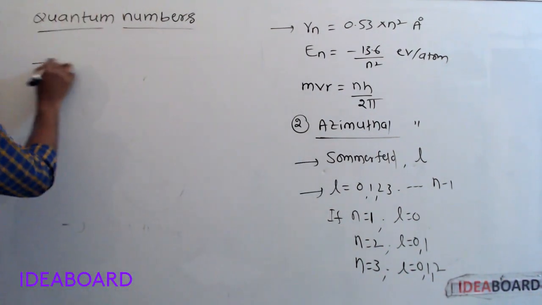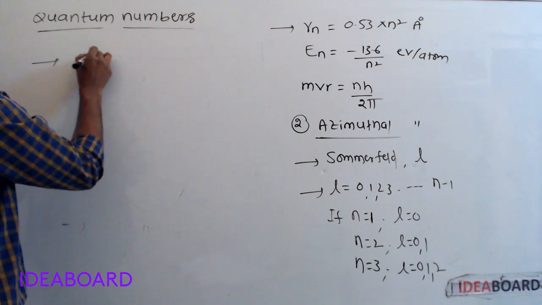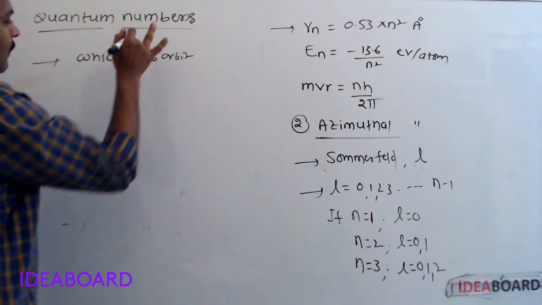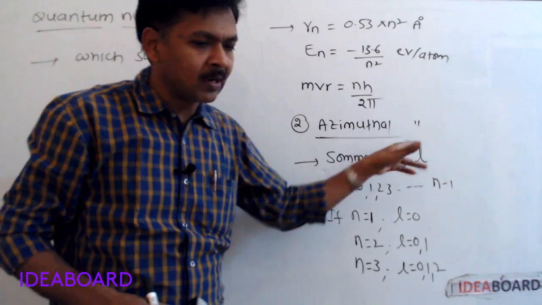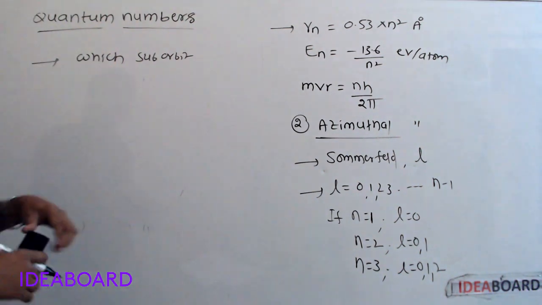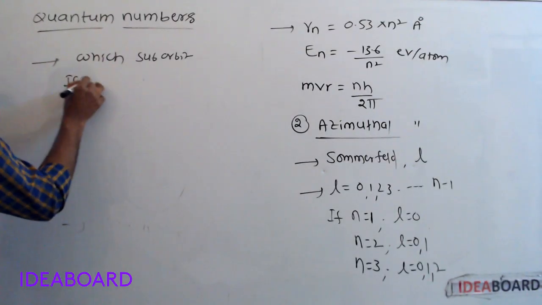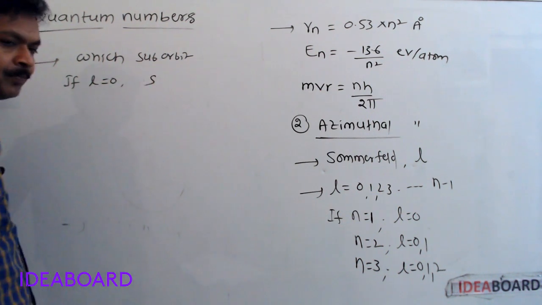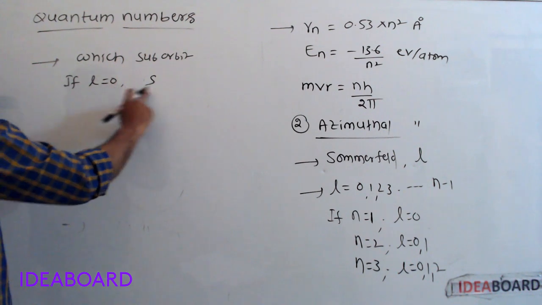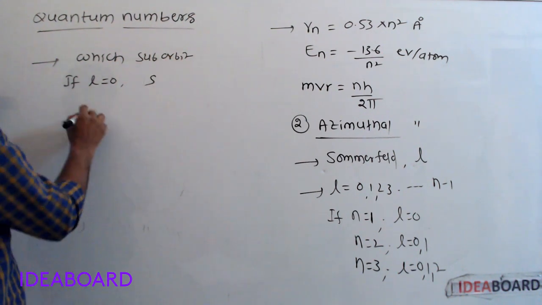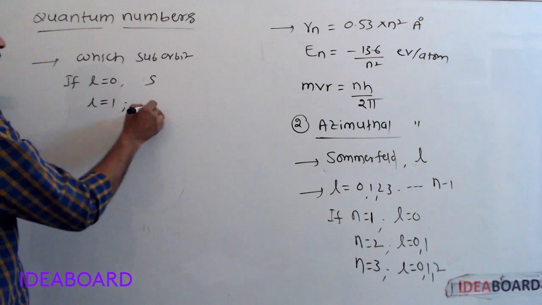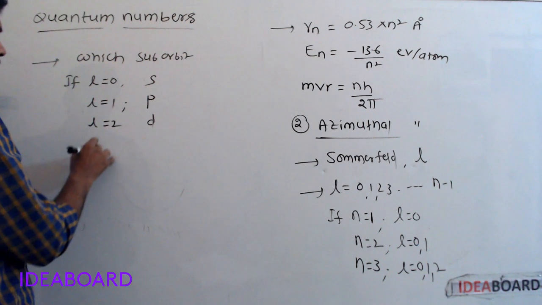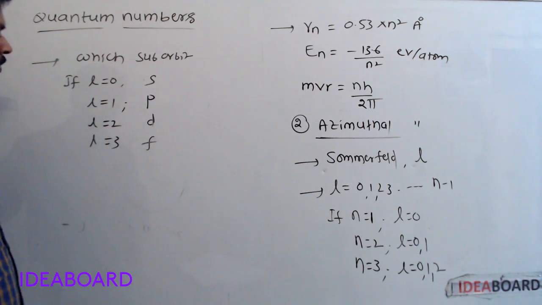The azimuthal quantum number gives which subshell the electron belongs to. If l is equal to 0, the electron belongs to the s subshell. If l is equal to 1, the electron belongs to the p subshell. If l is equal to 2, the d subshell. If l is equal to 3, the f subshell.